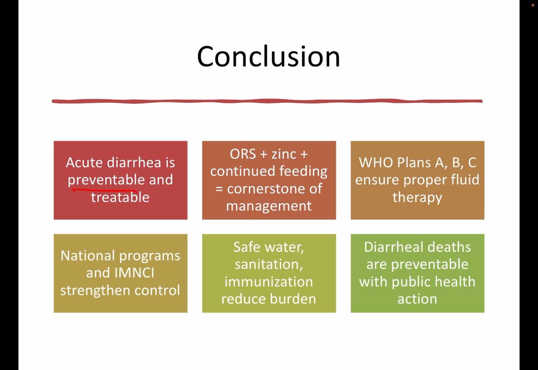So acute diarrhea is preventable and treatable. ORS plus zinc plus continuous feeding is the cornerstone of management. WHO Plans A, B, C ensure proper fluid therapy. National programs, including IMNCI, strengthen the control of diarrhea outbreaks. Safe water, sanitation, and immunization reduce the burden of diarrhea. Diarrheal deaths are preventable with public health action.